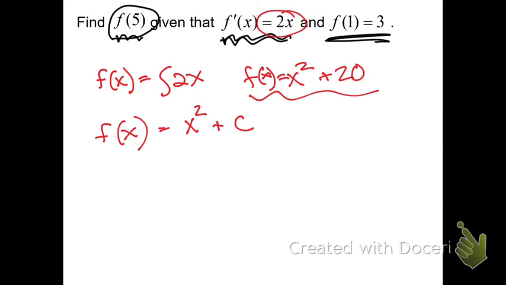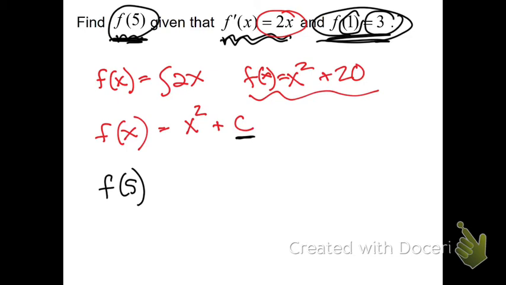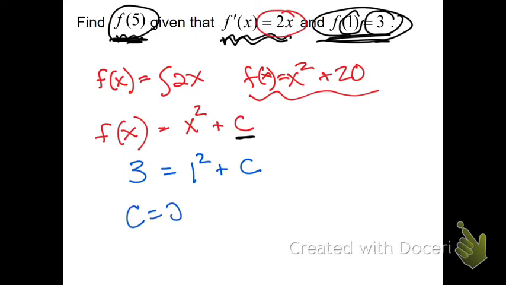And now is when, in order for me to find f of 5, I'm trying to plug in 5. Well, now I have to know what that c is. So to find that c, you need another point. You're going to plug in an x of 1 and a y of 3 in order to solve for c. So I'm going to plug in x is 1 and y is 3. Solve for c. Subtract 1 after you square it, and c has to be 2. Hey, that's funny. I didn't know I was going to guess right that first time.